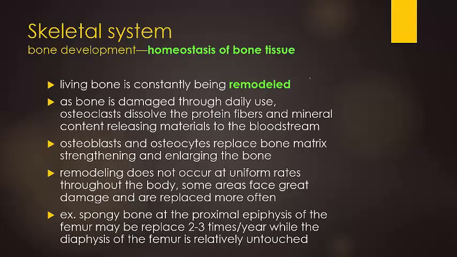Now, remodeling doesn't occur at the same speed in every location in the body. Some areas, those that receive the greatest stress, are going to be replaced more often. For instance, the spongy bone there at the proximal epiphysis of the femur, that can be replaced 2 or even 3 times a year, while the diaphysis of the same bone is going to be relatively untouched and may not see complete replacement, or the recycling and remodeling, but over a 5-year period.